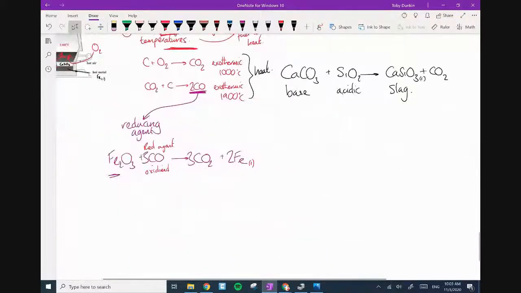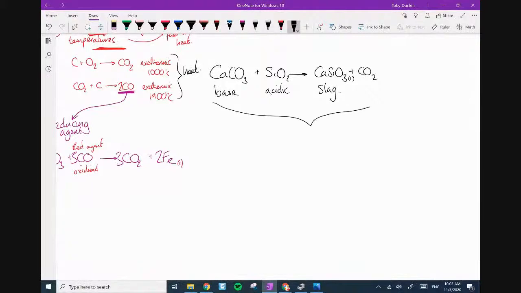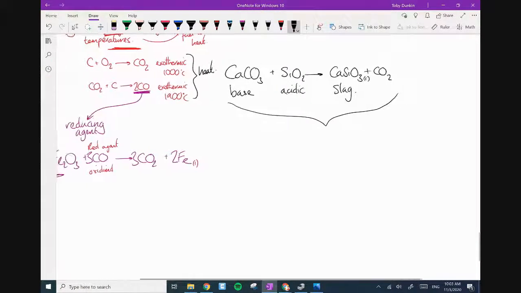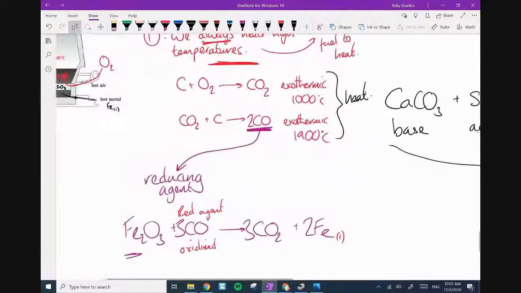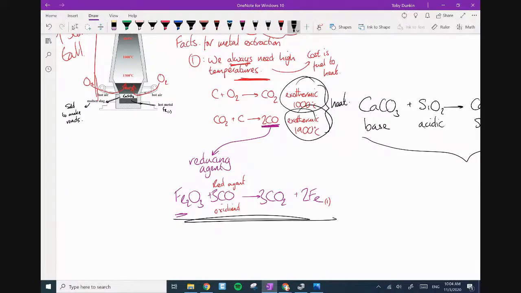Cool. So that's the blast furnace. As I said, this one's not needed for GCSE, but it's nice to have it there. It's needed for A-level. And then all of these are needed just to be able to explain the term exothermic at Edexcel and explain the reduction process.